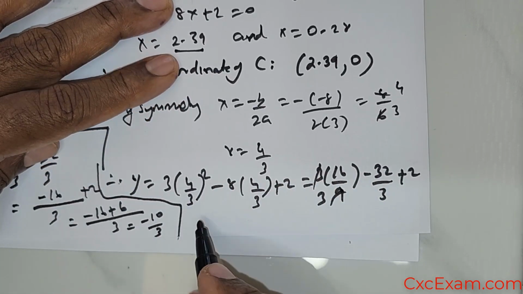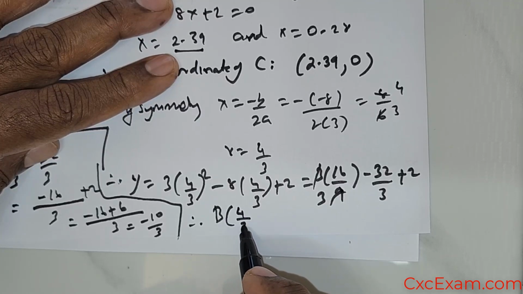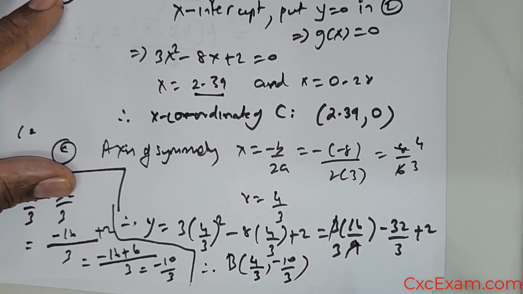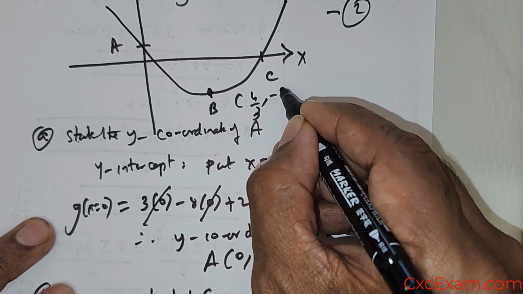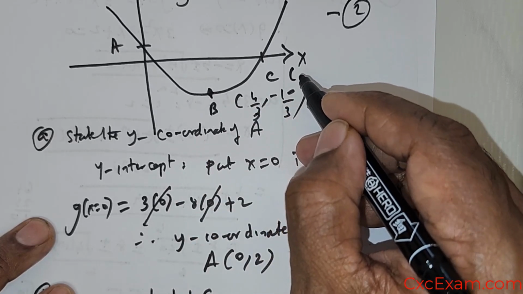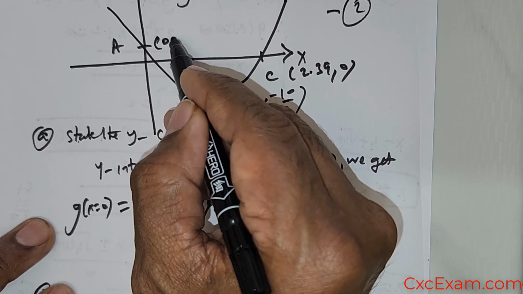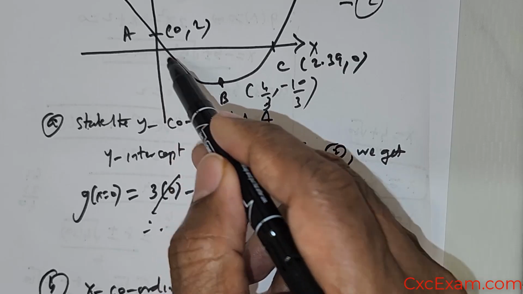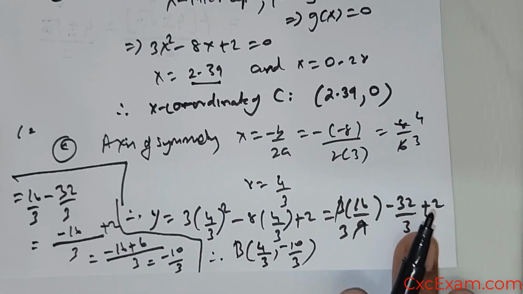So all these things are working. Therefore the coordinate of B is, when x is 4 over 3, y is negative 10 over 3. So that is the value that B represents. C is (2.39, 0) and A is (0, 2). So you have sketched the graph, you have identified the points, and you have shown the working. That completes the solution for this question.